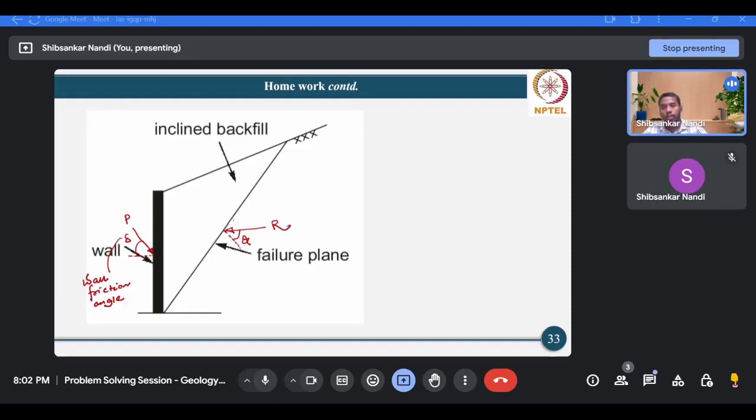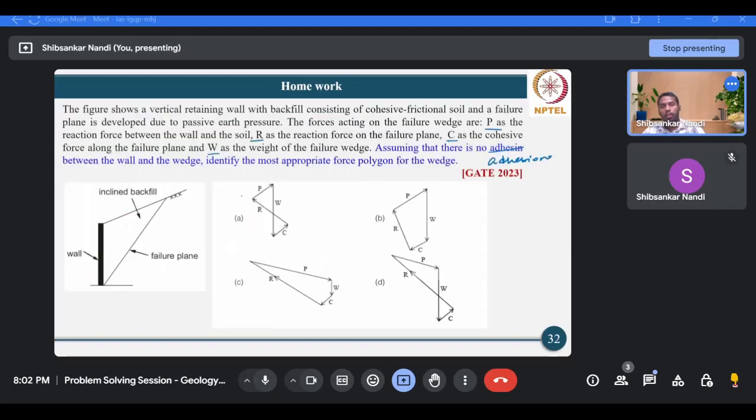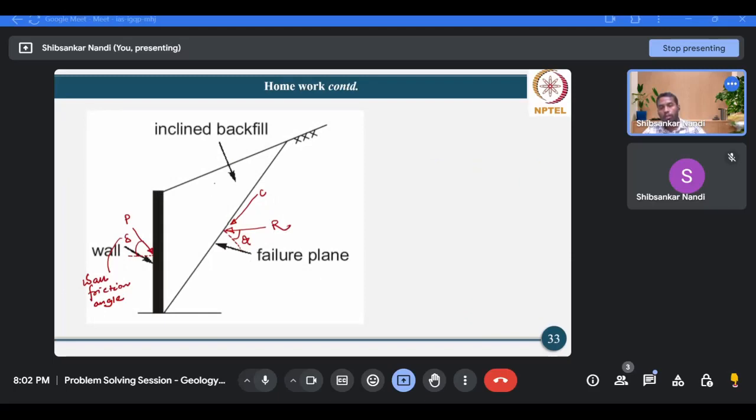Then the cohesive force along the failure plane. Since the wedge is moving upwards, due to the movement of the wall towards the backfill, the mobilized cohesive force will act in the downward direction. And the fourth one is the weight of the failure wedge, which will act in the downward direction. So these are the four forces.